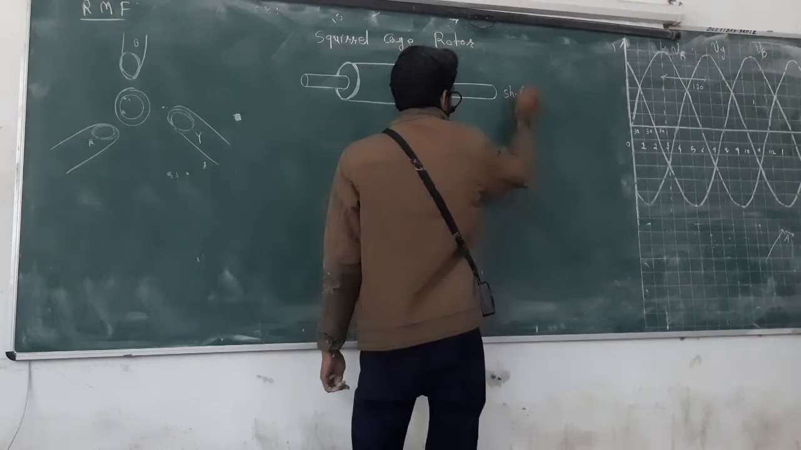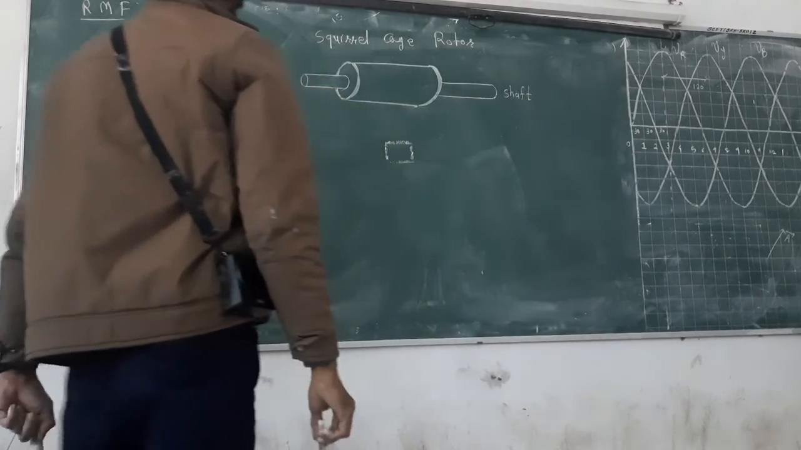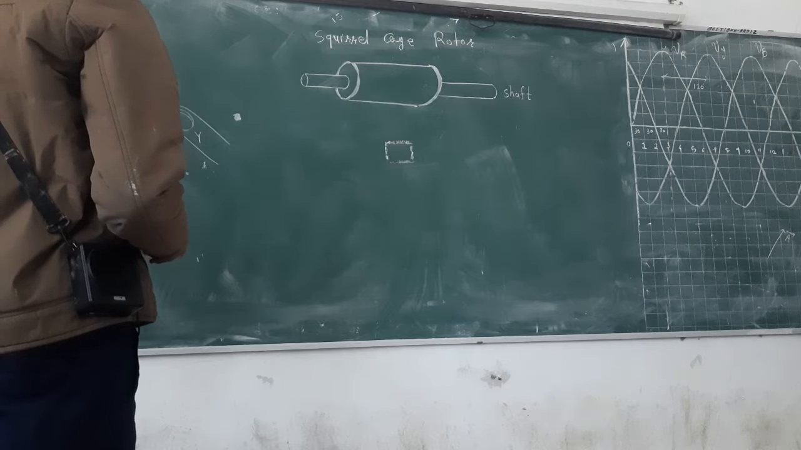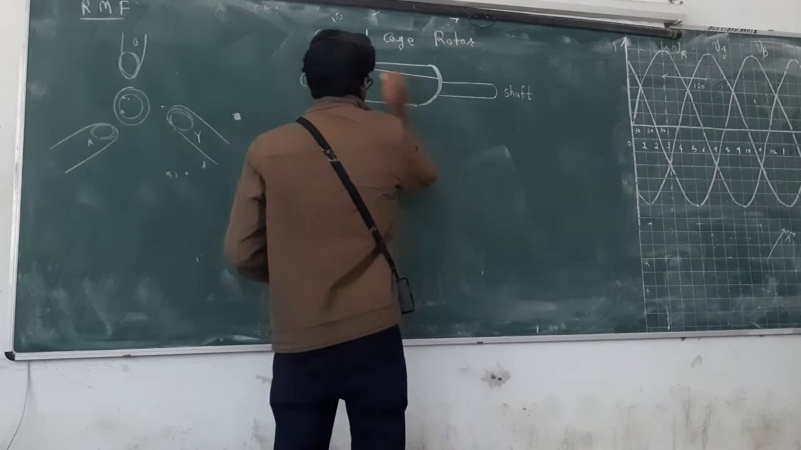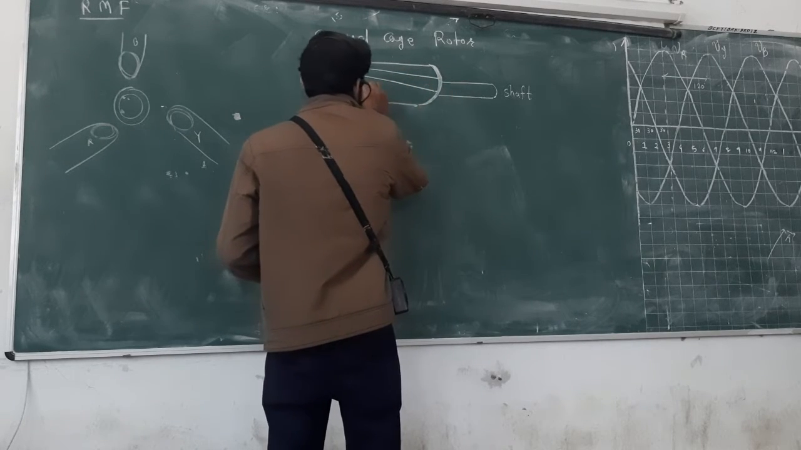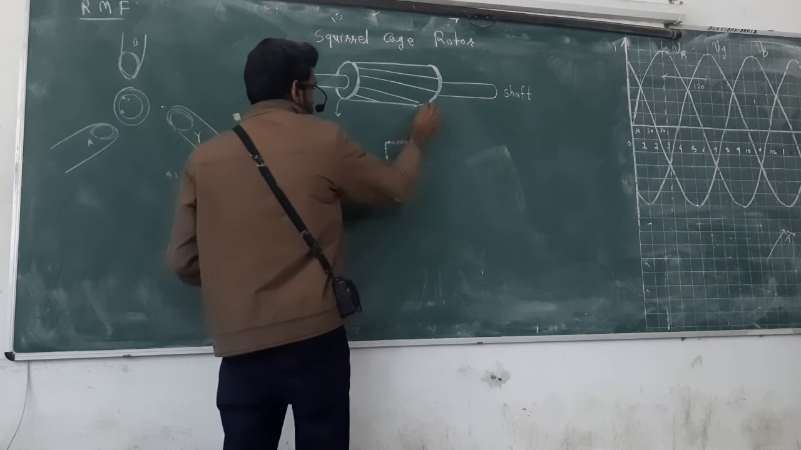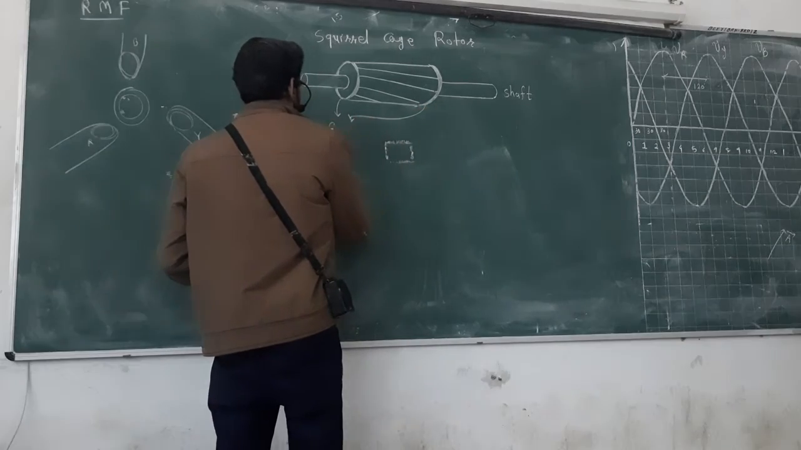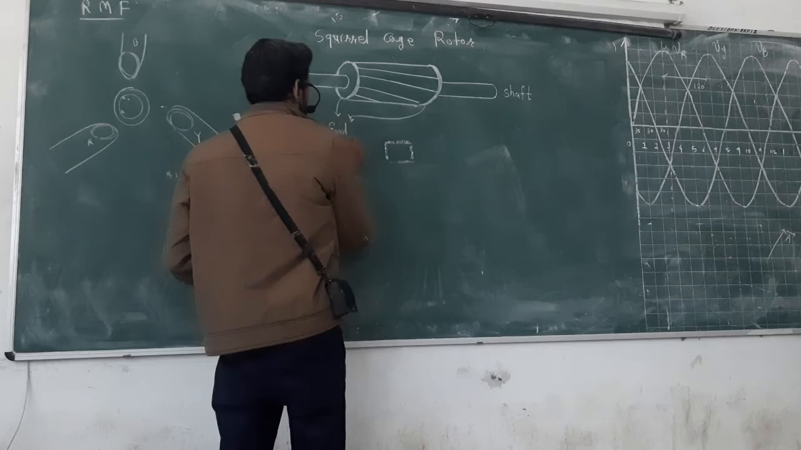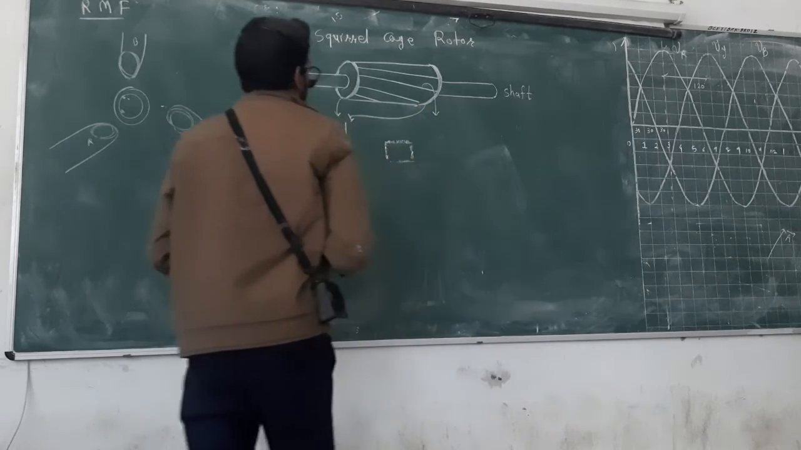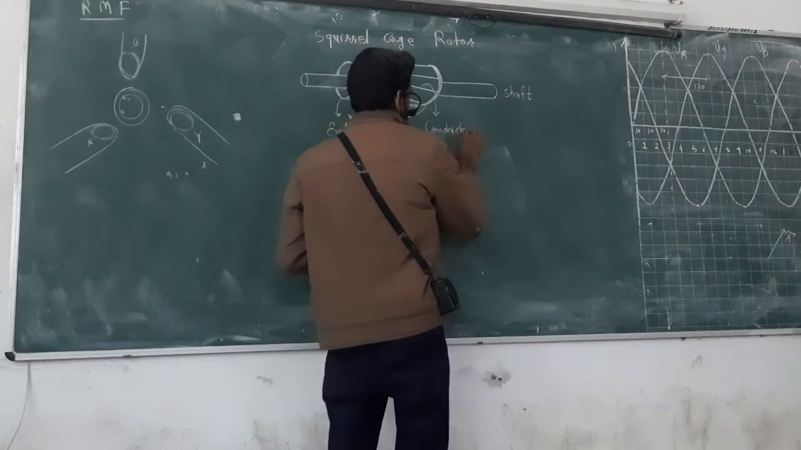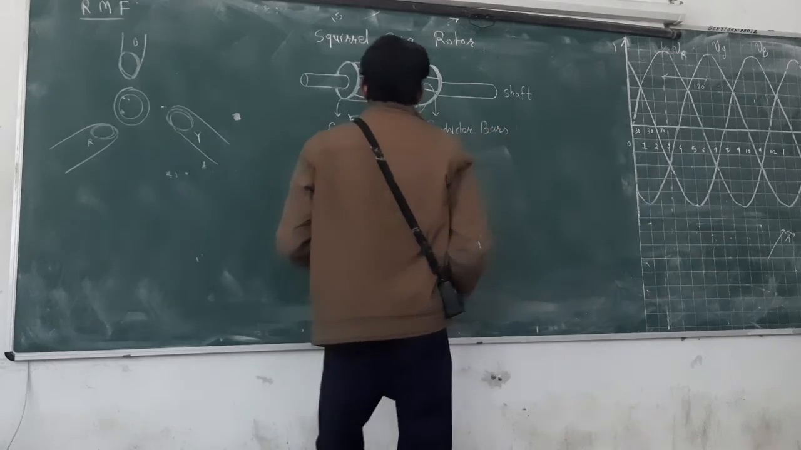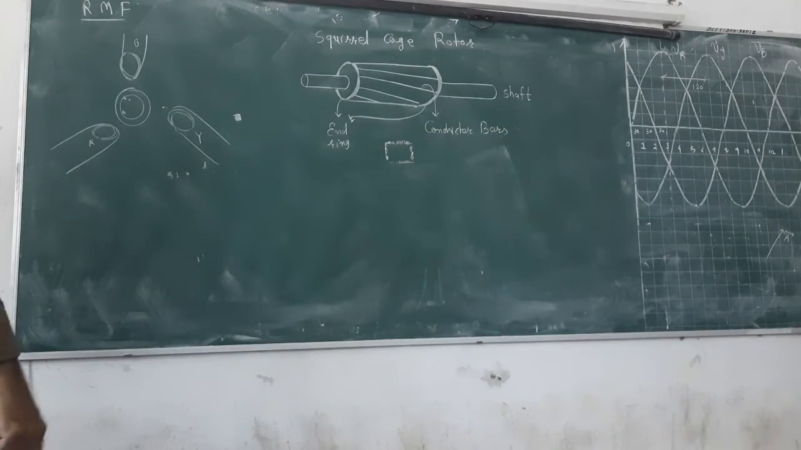This is what we call the shaft. And then we have conductors, a little bit inclined. This is called end rings. This is called conductors, or we can say conductor bar.